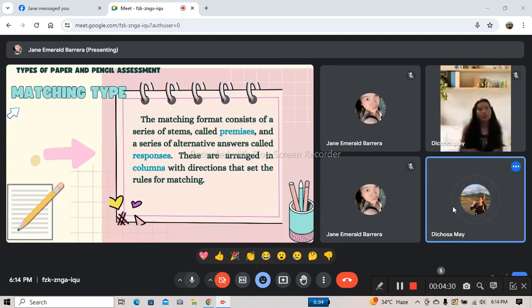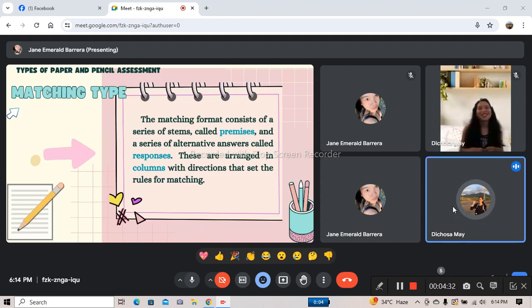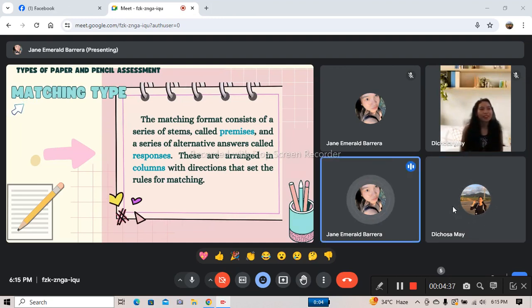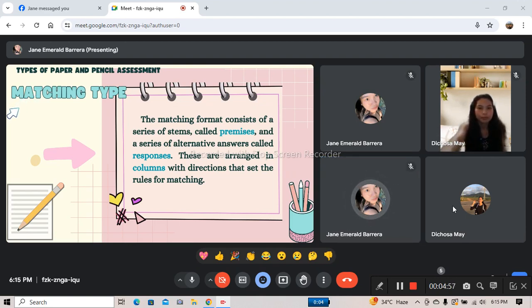Jane, do you want to read? Yes, ma'am. The matching type of test, or the matching format, consists of a series of stems called premises and a series of alternative answers called responses. These are arranged in columns with directions that set the rules for matching.